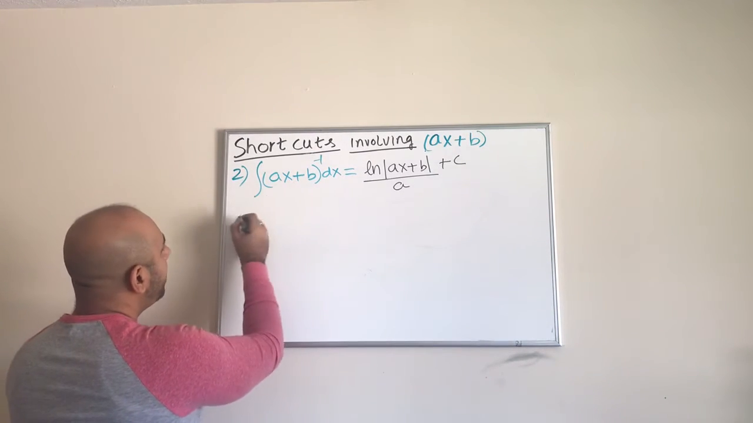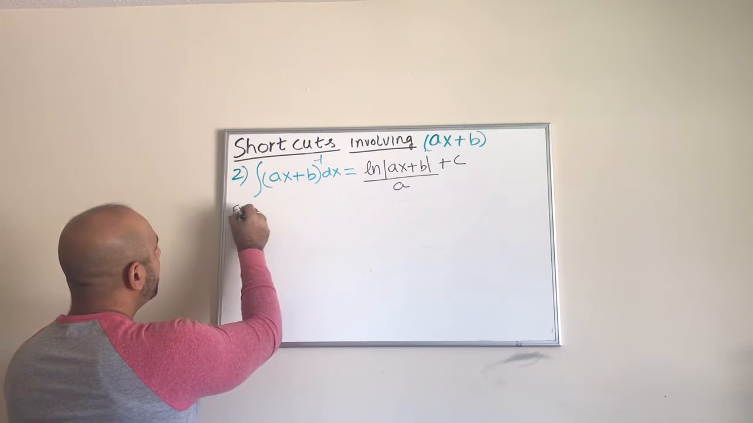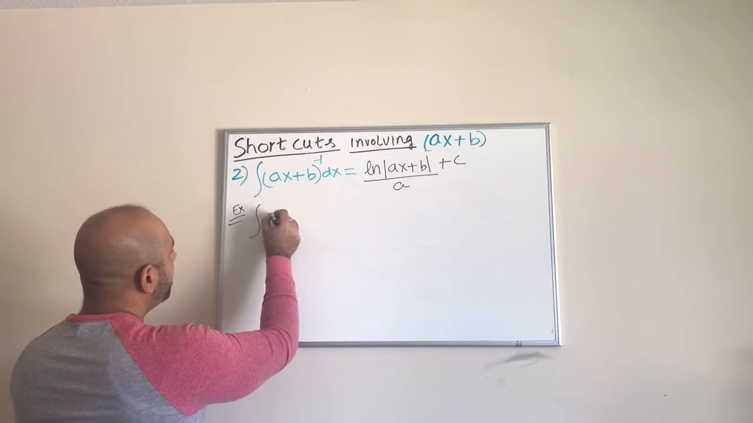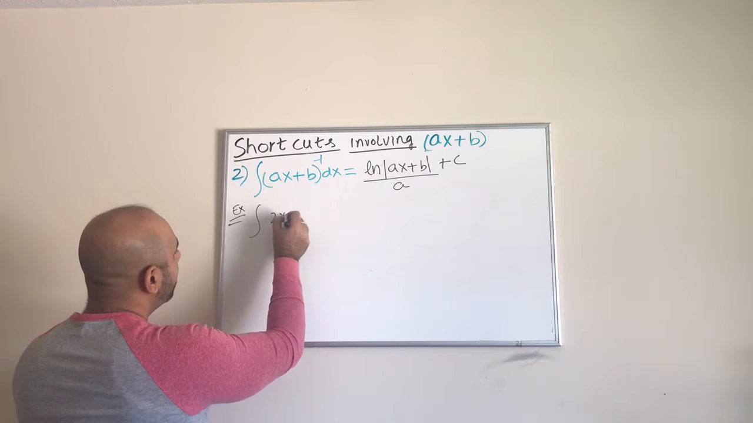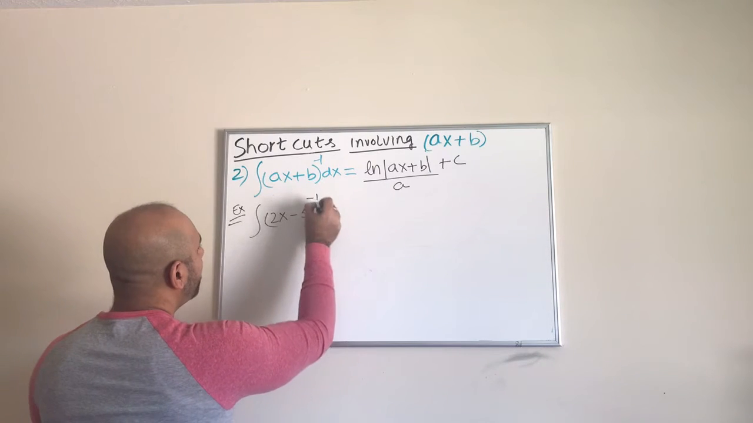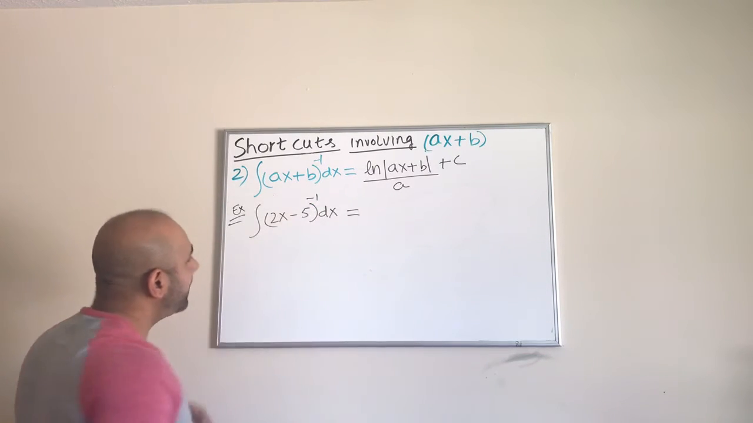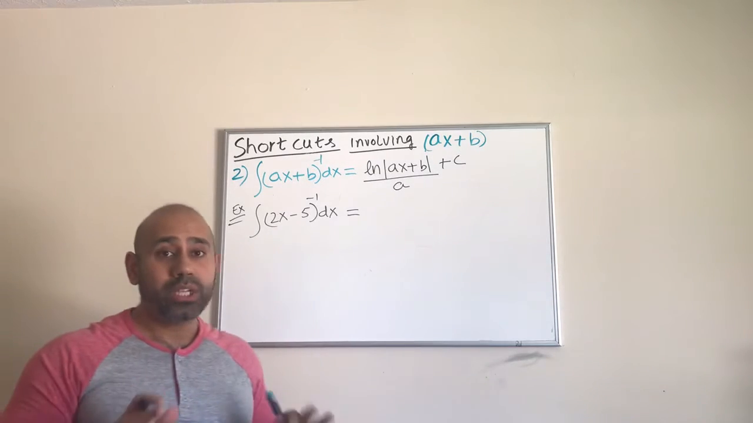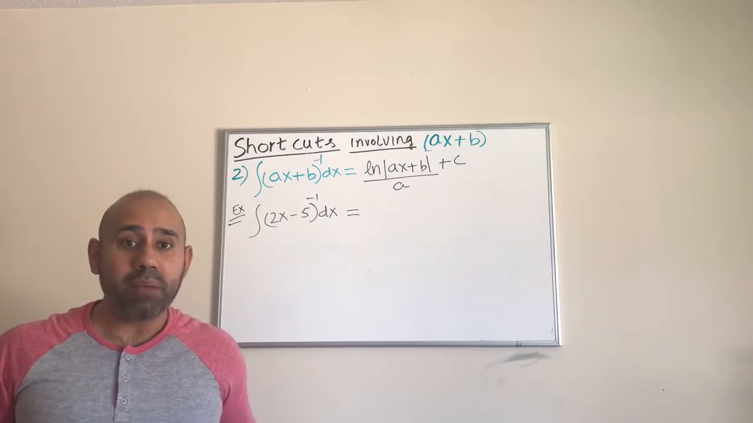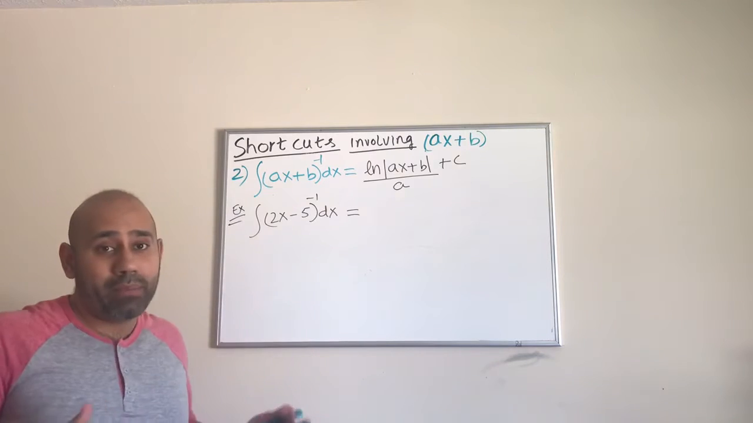Then let us quickly look at an example on this. Let us say I have a function, 2x minus 5 raised to the power negative 1, and we want to find the integral of this. Again, guys, you can also do it using the substitution method. It's more steps, but it can still be done. You would still get the same answer, okay?